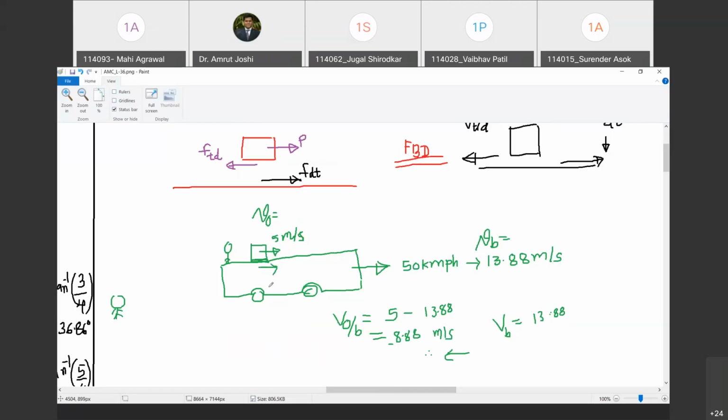Yes. And now if the bus driver applies a brake and the speed of the bus drops down to 4 meters per second, what will happen now? Now the object is moving relatively at the rate of 1 meter per second towards the right on the bus. Do you agree with me? The difference of the two is 5 minus 4. Yes, sir. In that case, the frictional force exerted by the bus on the object will be in this direction. Are you with me? Yes, sir.